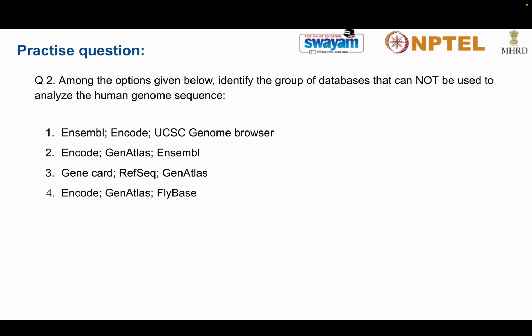So now let's quickly see what the right answer is. The right option is option number 4, which is ENCODE, GenAtlas, FlyBase. Why is this option correct? Because it has the database named FlyBase, which is specifically made for flies. So we cannot use it for analyzing the human genome.